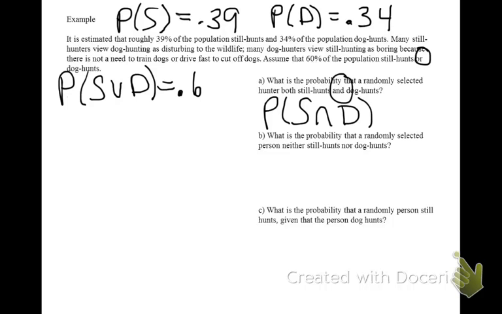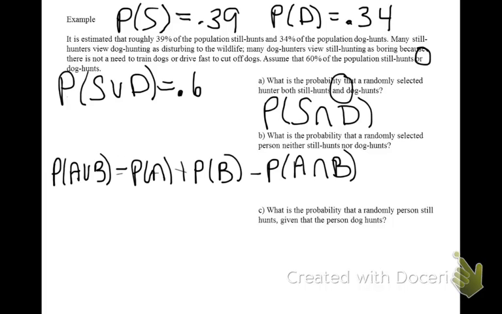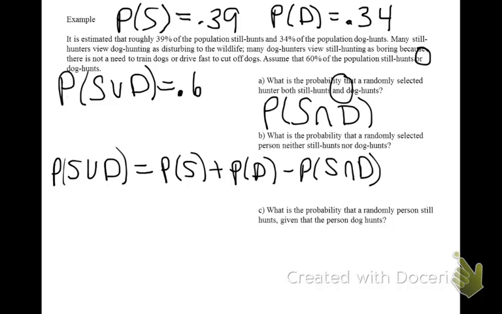Well, to answer part A, I'm going to go back to this formula, the probability of A union B. So the probability of A union B equals the probability of A plus the probability of B minus the probability of A intersect B. And in this formula, let's replace A with still hunting and let's replace B with D for dog hunting. So now I can plug numbers in.